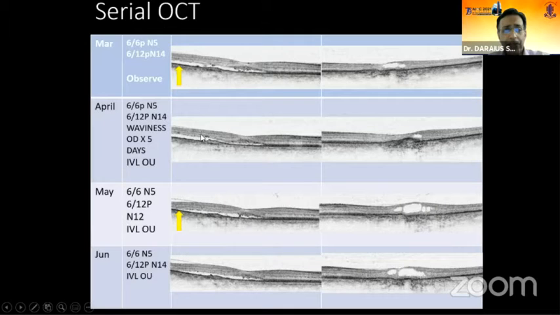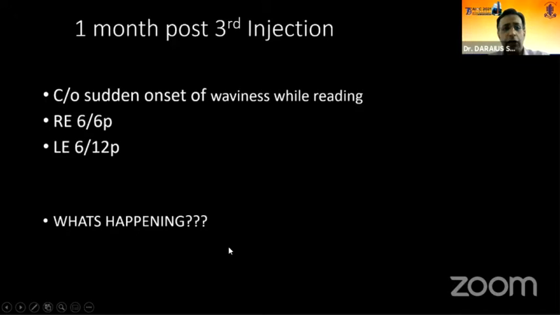So you can see the anti-VEGF is being given, but there's not much change in the fluid in both eyes after this. And shockingly, one month after his third injection, the patient complained of sudden waviness while reading. We were wondering what was happening, and we didn't know what to do because we were giving an expensive injection, but the patient was not healing.